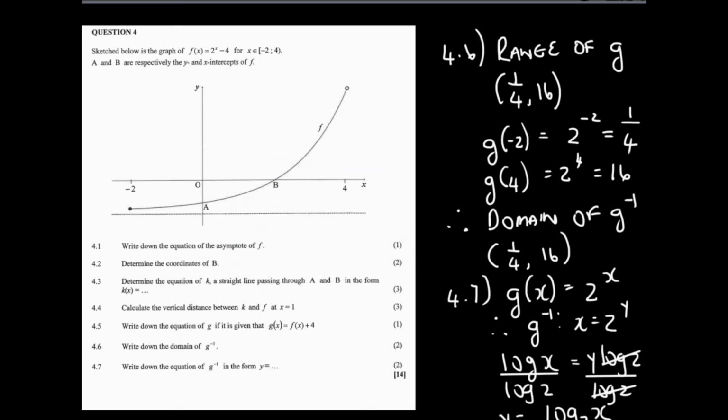But how did we find these values? Well, what we needed to do was substitute our restrictions. We have -2 and we have 4 as a restriction. And when we substitute this into the equation, we'll see that we've got 2 to the power -2, which is 1/4, and 2 to the power 4, which is 16. So this gives us the range of g. And now the domain of the inverse will be the same, which is 1/4 and 16.